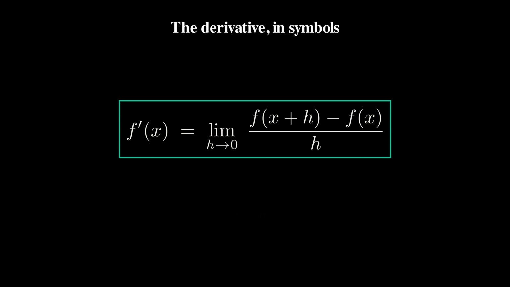And read the small print carefully. h approaches 0, but it never equals 0. If you set h to 0 outright, you get 0 over 0, which tells you nothing. The whole art is to simplify first and take the limit last.